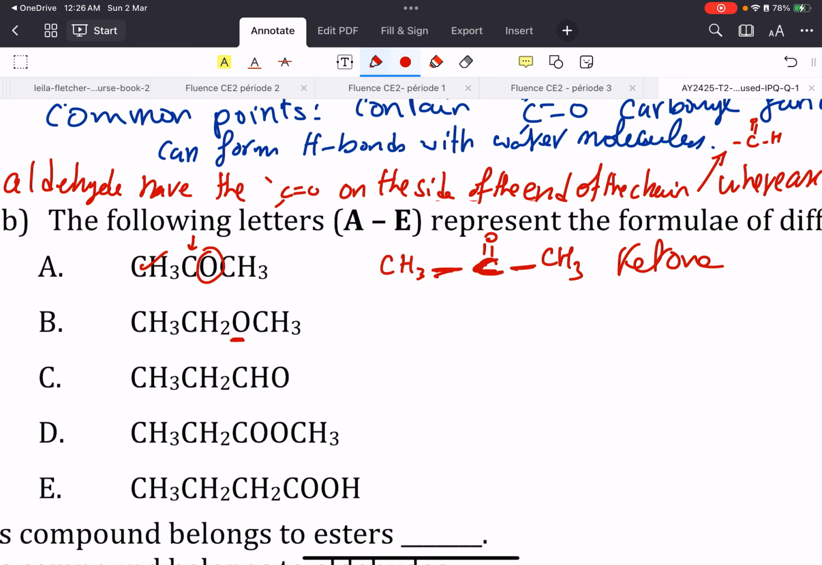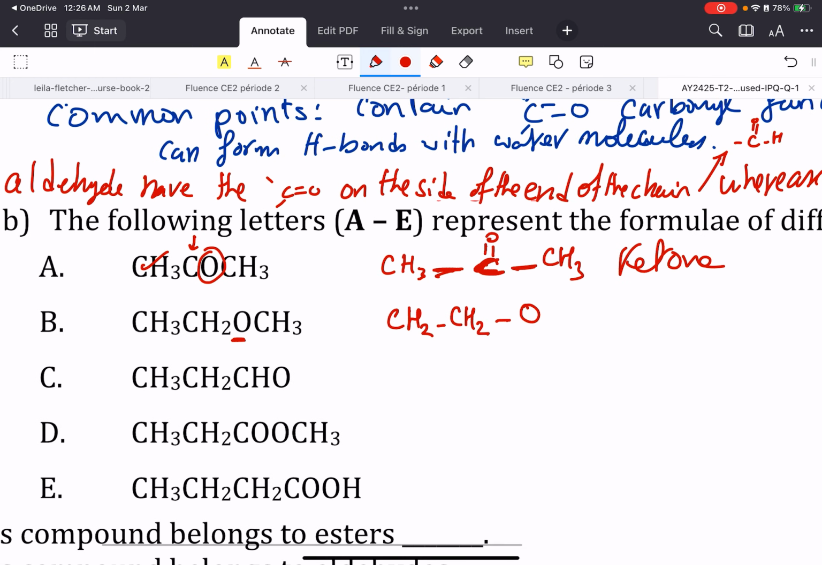Again, look at this example, CH3 and then CH2. There is O, there is no double bond O here, because if there's a double bond O, it means no hydrogens on this carbon.